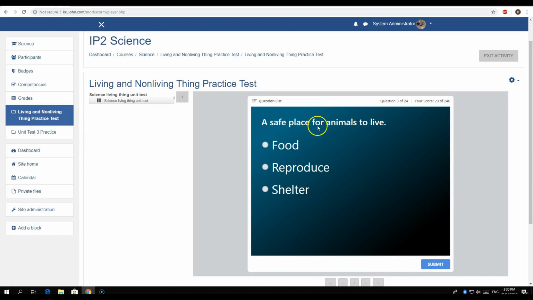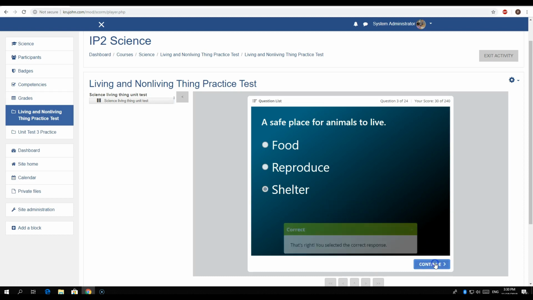A safe place for animals to live. Okay, a safe place. What do you use for a safe place to live? I think most of us live in a house or a condo or apartment. We call this shelter. Animals use many different kinds of shelters. Some use trees, some go underground, some use a cave. We'll look at those later.